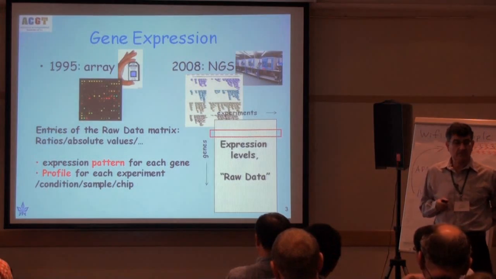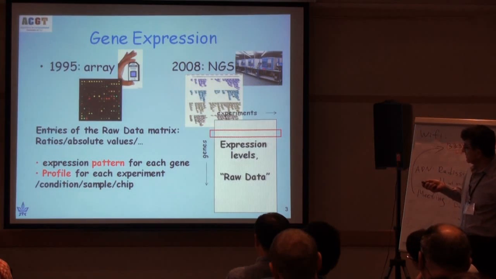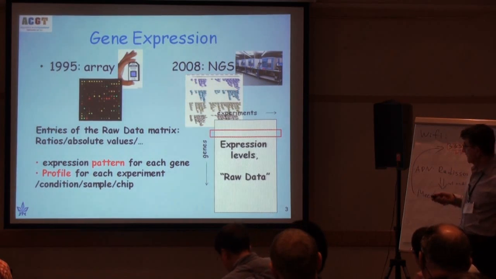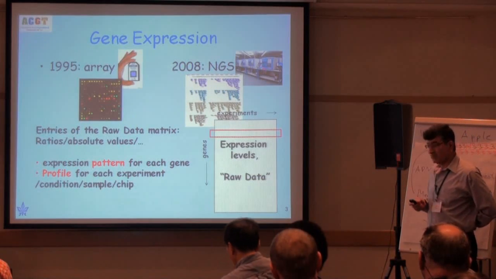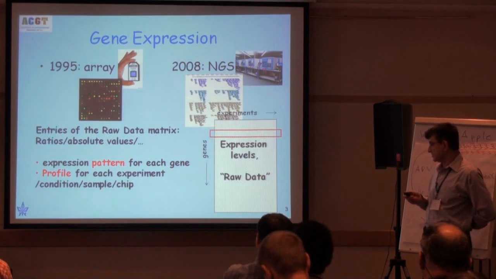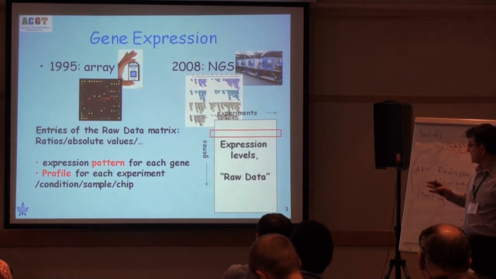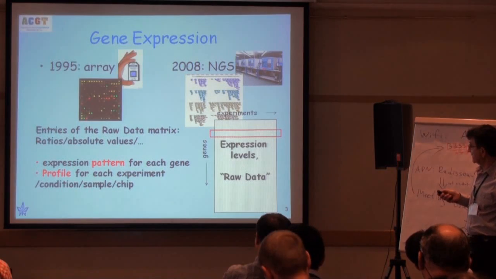We will use the term, the expression pattern of that gene. So either from microarrays or from RNA-seq, we end up working with the matrix of expression values. Of course, there are important issues of normalizations of the raw data, but we will not address them here.